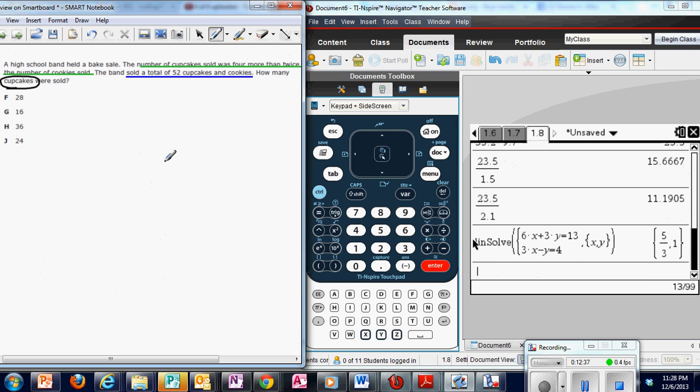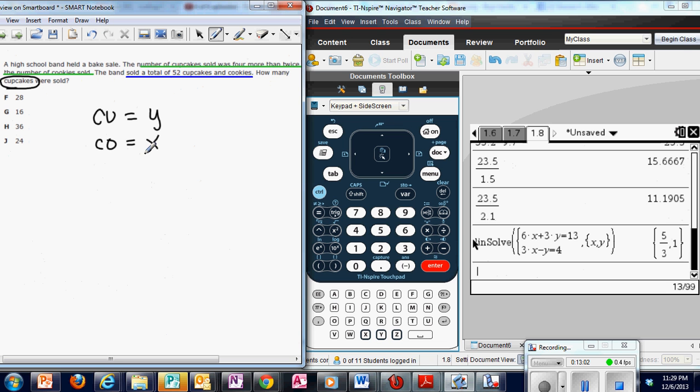So first, let's assign variables. We're talking about cupcakes and cookies. So they both start with the letter C. So let's say cupcakes and cookies. Let's let cupcakes equal y and cookies equal x. It does not matter. You can interchange them. In the long run, you just remember which one was assigned to x versus y.